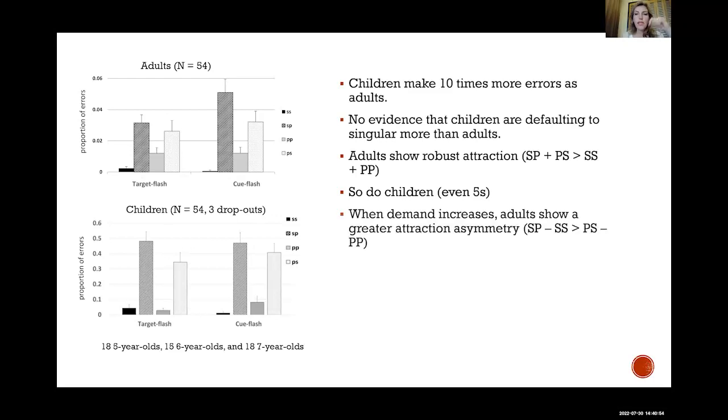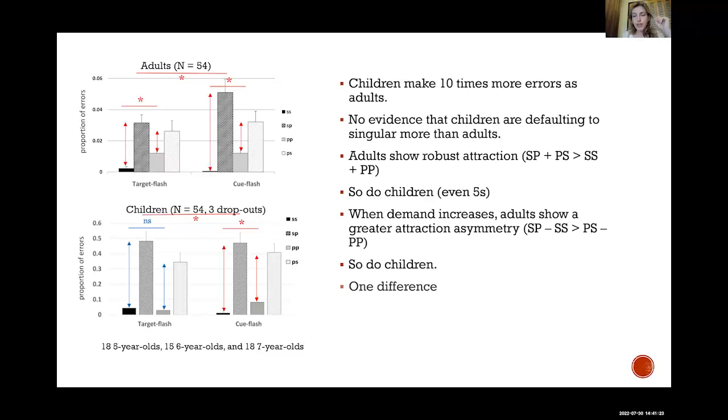The next finding is that when you increase the demand, adults show greater attraction asymmetry. What I mean by that is that the difference between SP and SS, which is bigger than PS compared to PP, gets larger when working memory and inhibitory control demands increase. But you could see the exact same pattern in children. So again, there is no difference.